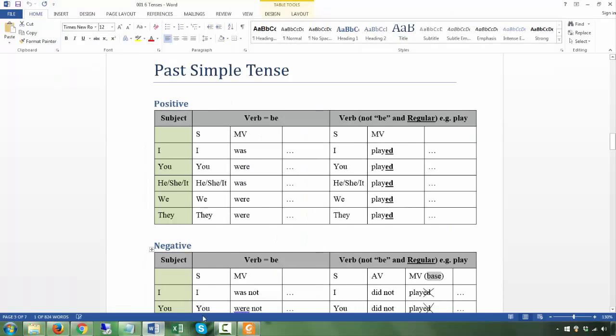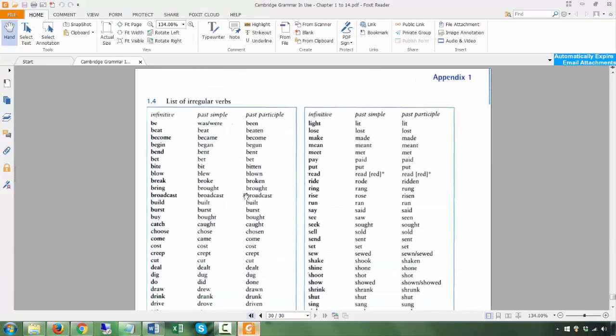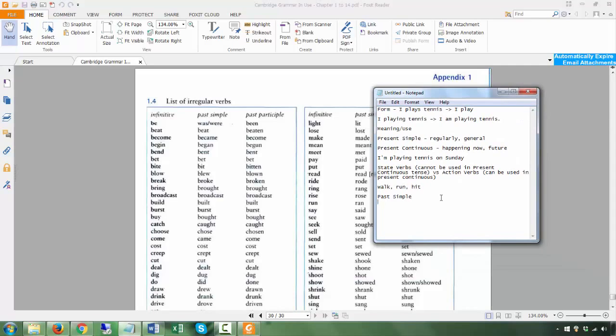For regular verbs, all you need to do to form the past simple tense and the past participle is just put a D or ED. So for the word play, that will be the base form. Then it will be played, the ED form. And then the past participle will be played. You see, it's so simple. For regular verbs, all you gotta do is put the D or the ED.